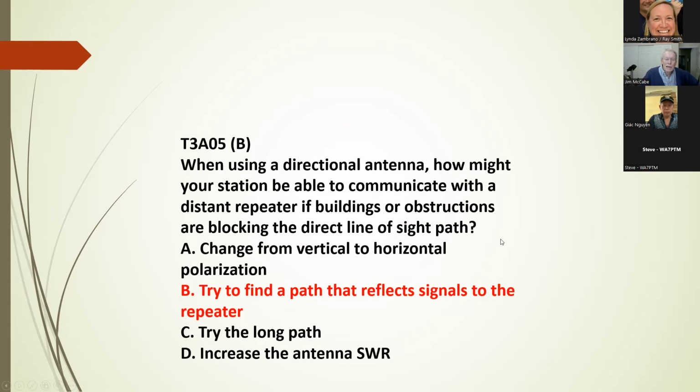When using a directional antenna, how might your station be able to communicate with a distant repeater if buildings and obstructions are blocking the direct line of sight? Okay, we just saw that. Remember the little picture we just saw? Here we go again. Multipath. Try to find a path that reflects signals to the repeater. Moving a bit one way or the other changes the path, and that's the answer: multipath again. The other answers, horizontal and vertical, no. Once you understand the question and you've seen an example, it's pretty clear this is what you're trying to find, the multipath.